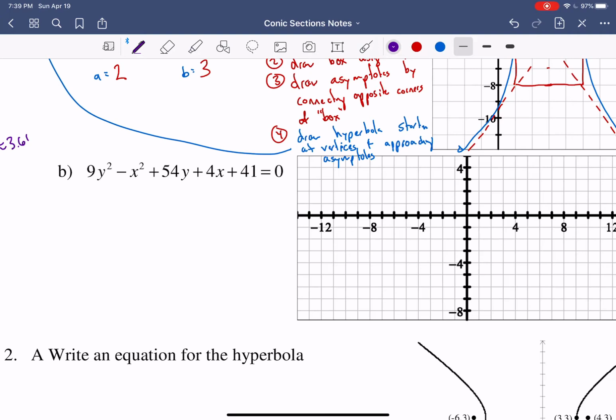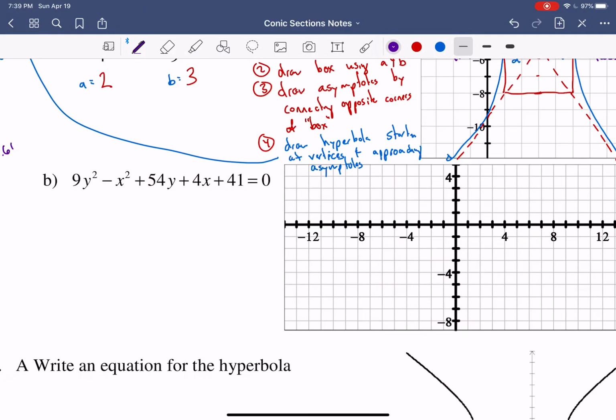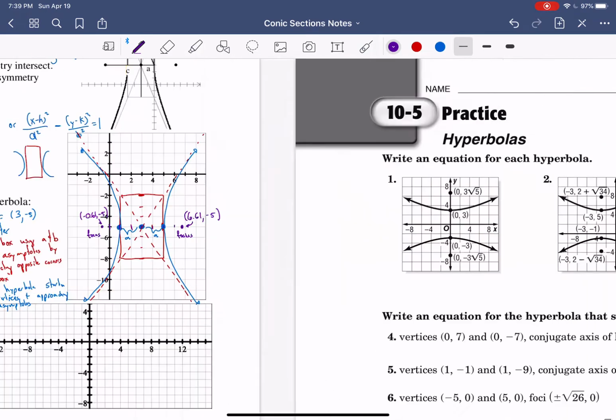So, I want to go over another example with you, but I'm going to actually stop the video here. And then go over some more examples. I don't want to do example B here because that involves a little bit more work.